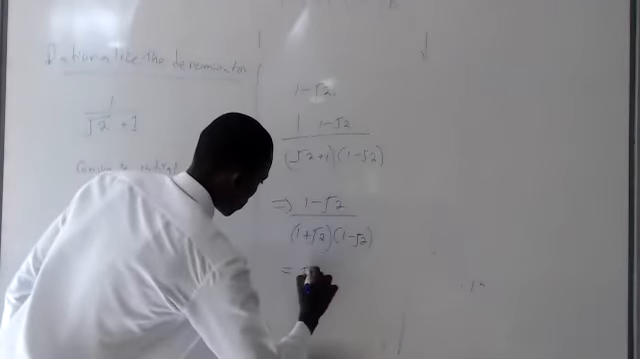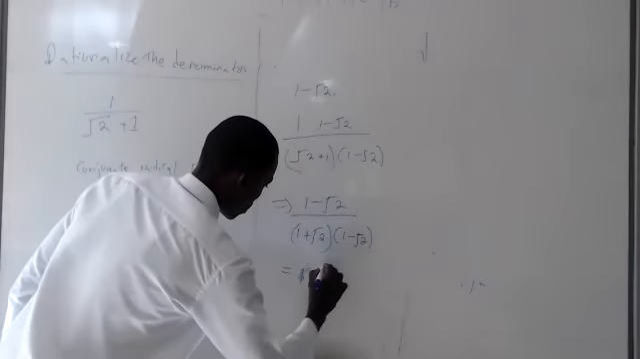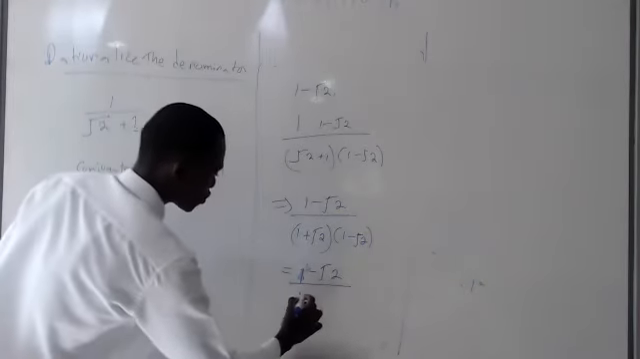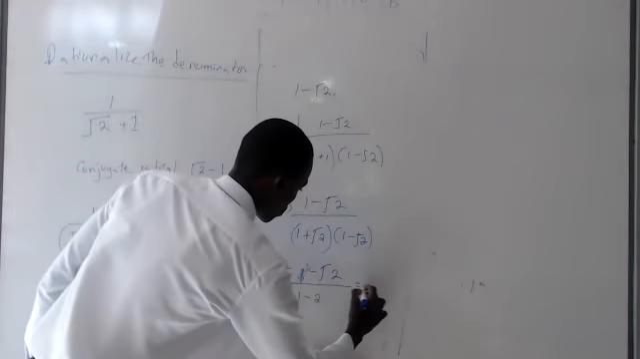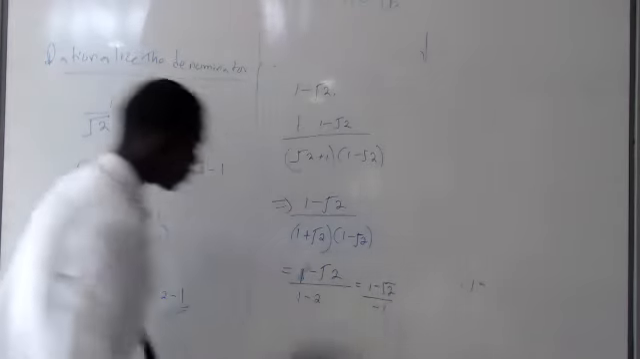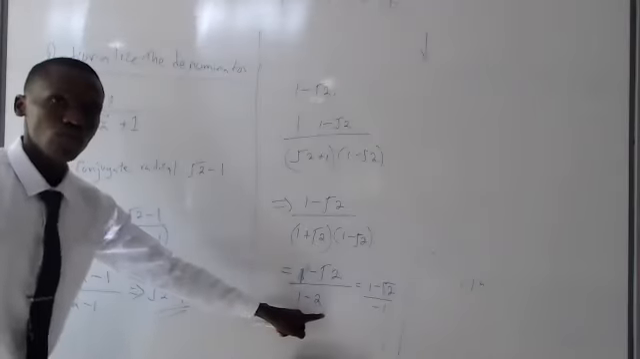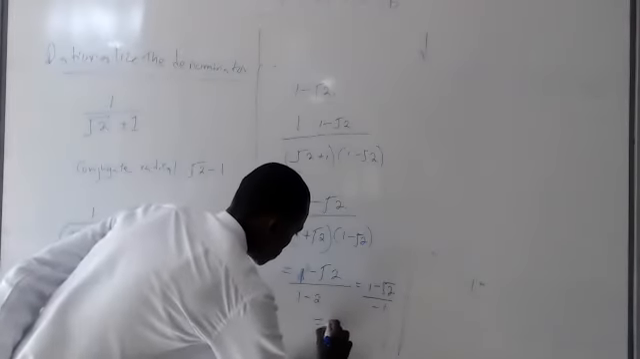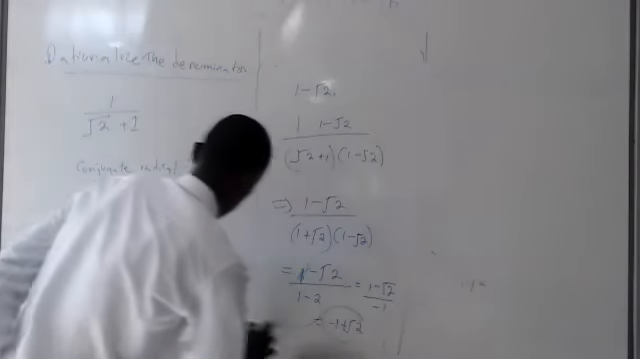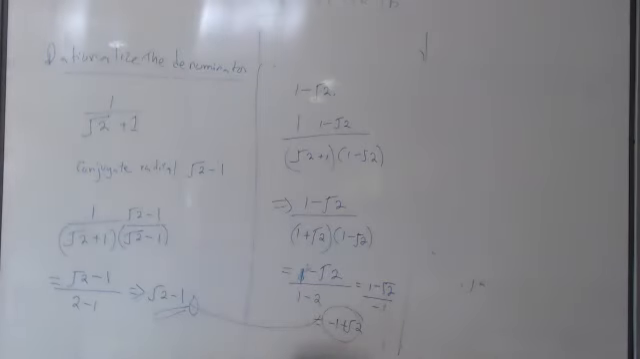So we'll get 1 minus root 2, divided by 1 squared, that is 1, minus root 2 squared, which is 2. So we get 1 minus root 2 divided by -1, which is 1 minus 2. And then finally you'll have -1 plus root 2, which should be the same as root 2 minus 1. Is that okay?